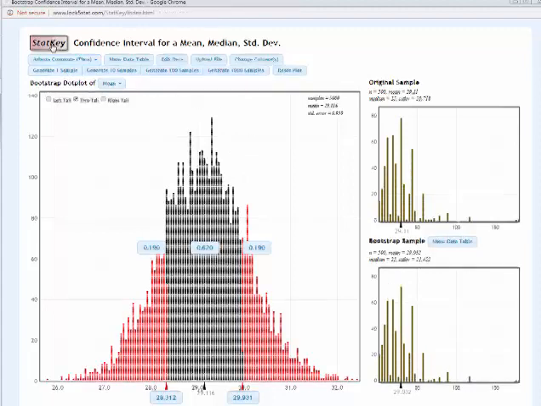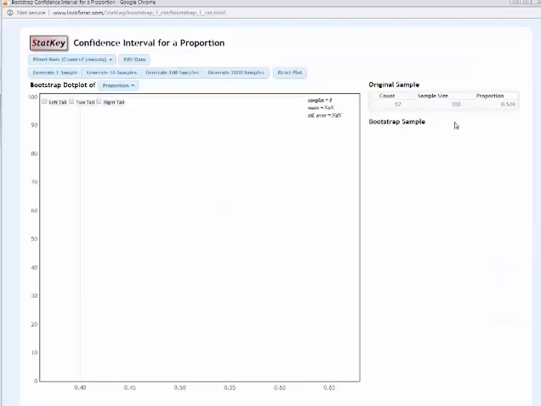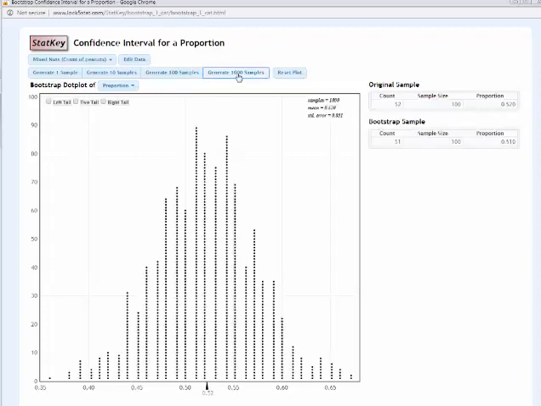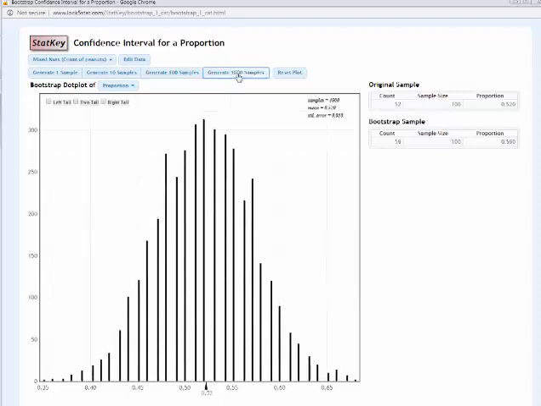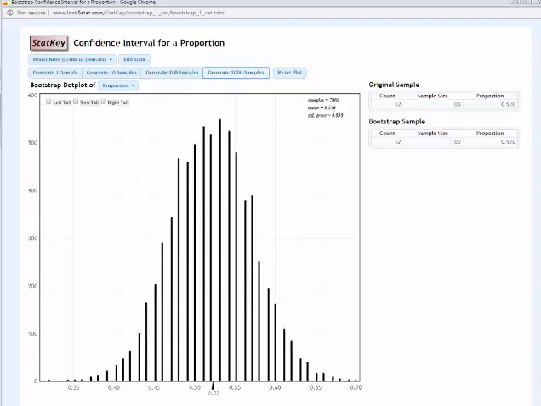Right? Again, we can also do this for a proportion, with our bootstrapping. So here we've got an original sample with a proportion of 0.52. And we can generate all these samples. And the bootstrap distribution gives us something. Here's the mean of 0.52. So it's spot on there. And so again, this bell-shaped curve gives us the bootstrap.